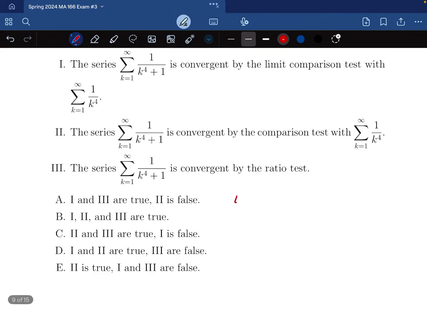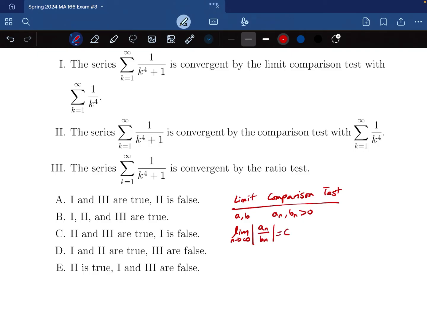First up is the limit comparison test. The limit comparison test states that for two series a_n and b_n, where all terms in the series are greater than 0, if I take the limit as n approaches infinity of the ratio a_n over b_n, and it equals c, where c is greater than 0 and not equal to infinity, then both a_n and b_n converge or both diverge.